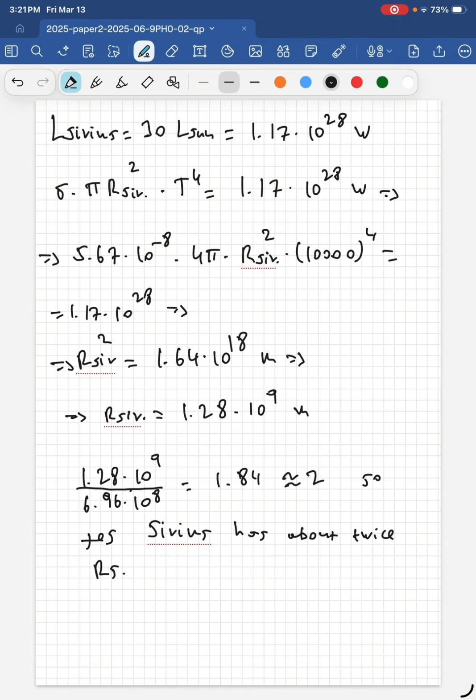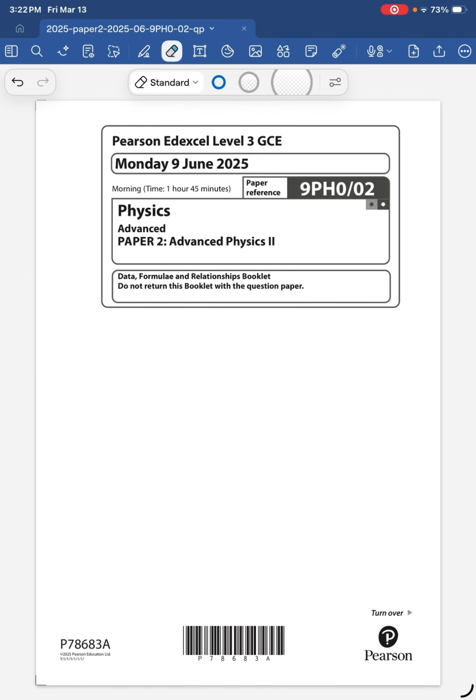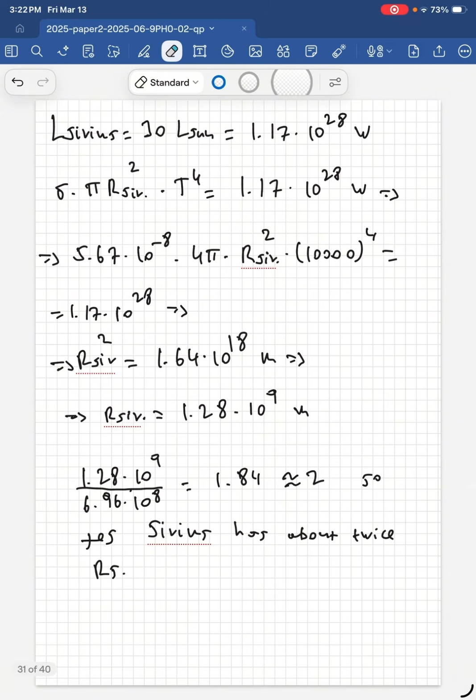Right, and this was a really long paper. Again, this was paper 2. Okay, this was a long paper. It was paper 2 from 2025. When was it? I think it was June, right? Let me see. Yes, June 2025, paper 2.